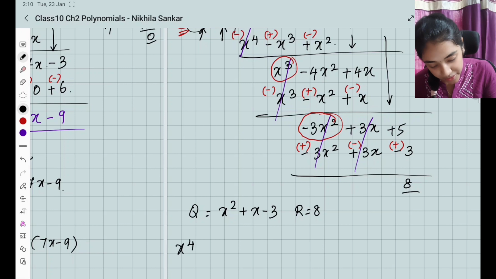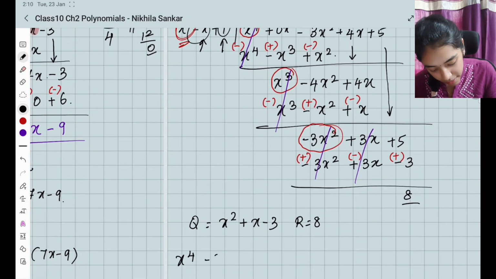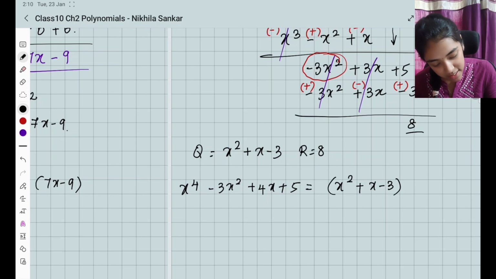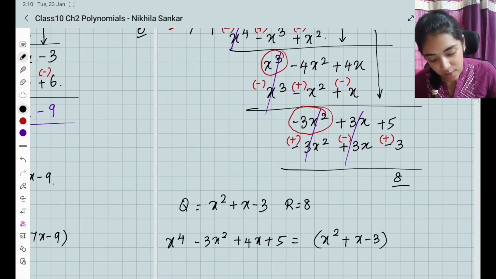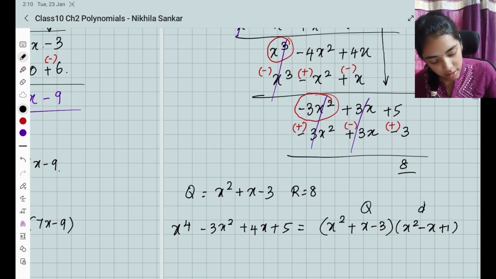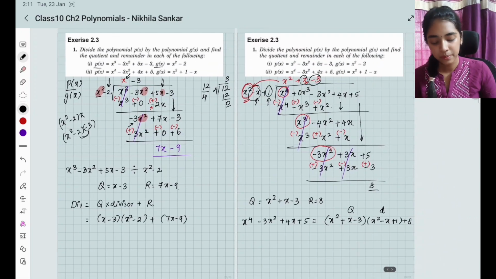You can write x power 4. What is the question? Minus 3x square plus 4x plus 5 as quotient, which is x square plus x minus 3. Quotient into divisor என்ன? X square minus x plus 1. Quotient into divisor plus remainder, which is 8. Okay? Simple. Please copy.